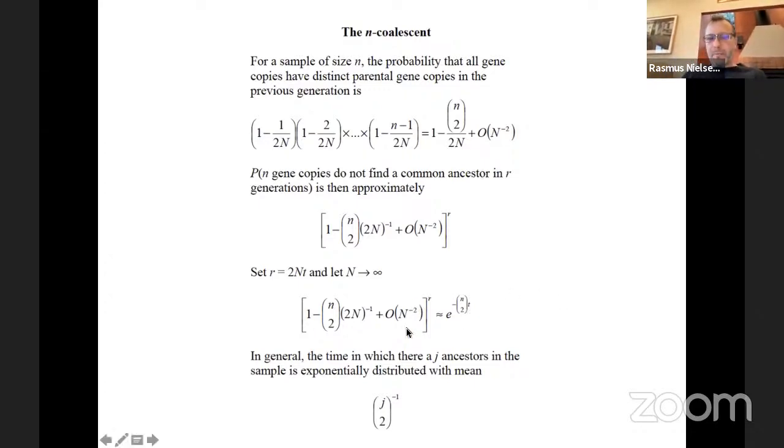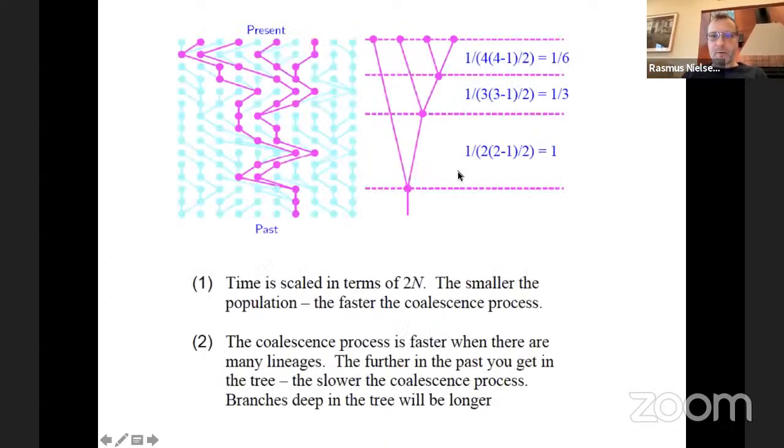So the major conclusion is that in a sample, when there are n lineages in the sample, if we look backwards in time, the waiting time to the next coalescence event is exponentially distributed with mean equal to 1 divided by j choose 2 if there are j lineages. So if I go back to the previous slide, or maybe I can take this slide here, yeah.